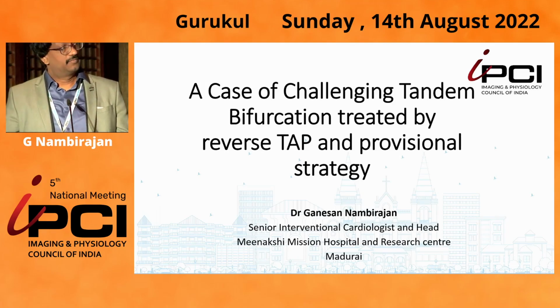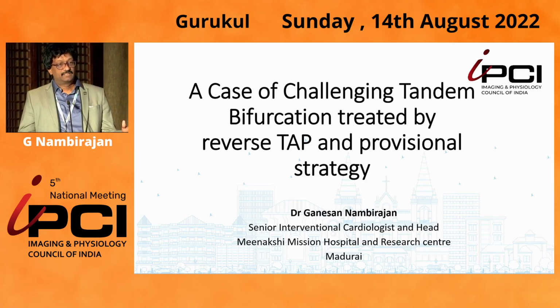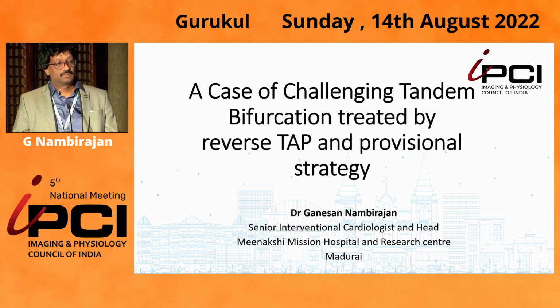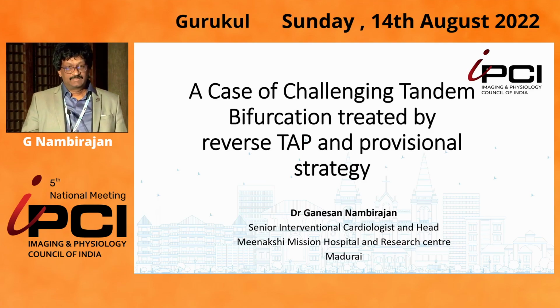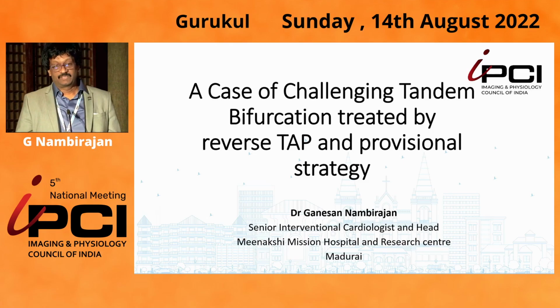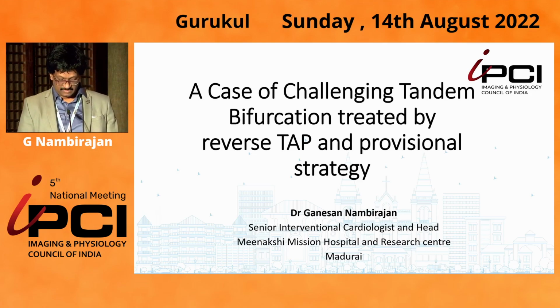Bifurcation lesions are always challenging, and are encountered in 20% of day-to-day interventions. Provisional stenting is considered the best strategy in most situations, but 1 in 5 patients may need an elective 2-stent strategy. We encountered a patient who had a challenging tandem lesion, a bifurcation, one in the left main and another in the proximal LCX OM, and I'm here to present how we managed this today.